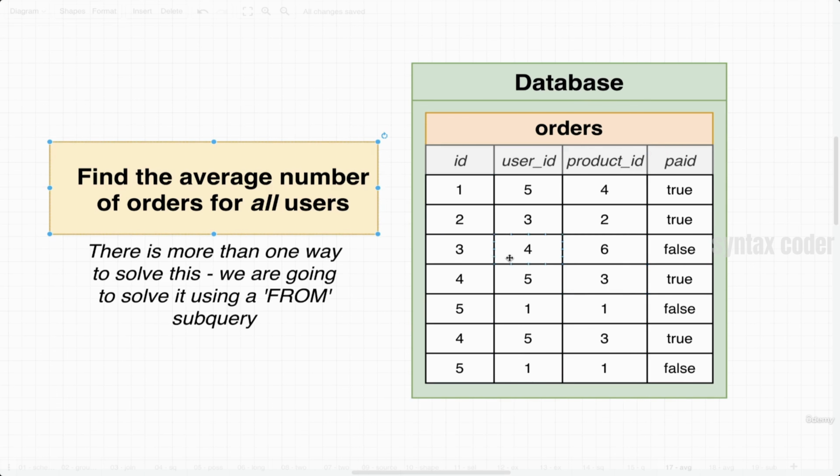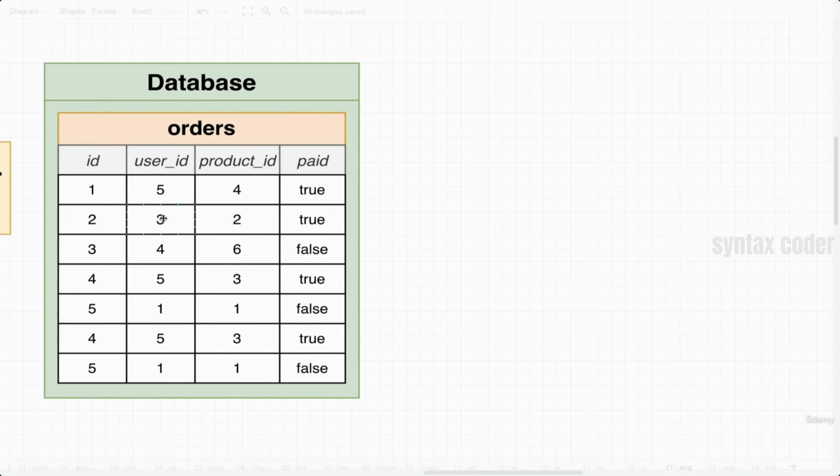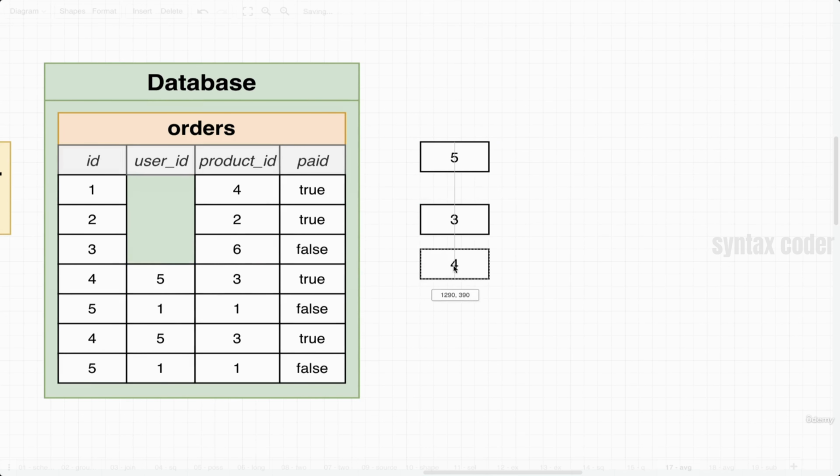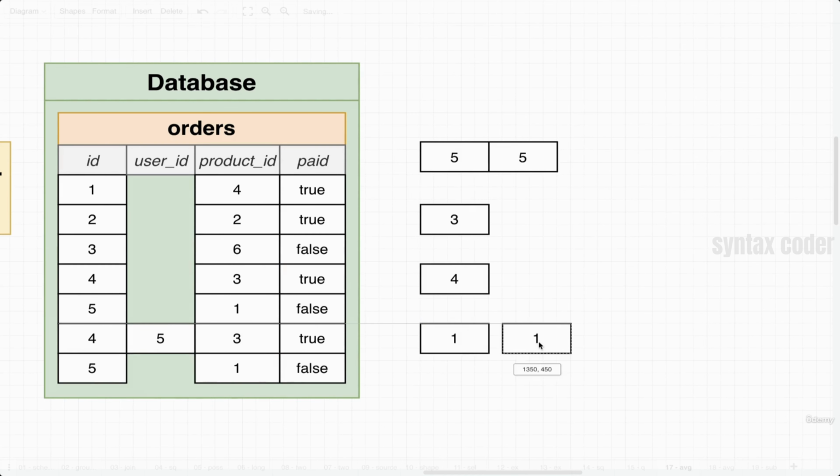So one way that we could solve this would be to take a look at all the different user IDs and maybe put them into distinct groups to find out how many orders each user has. So for the first order right here, it looks like it was created by the user with ID 5. The next one was for user with ID 3, then a 4, then a 5. We then got a 1, and another 5. So we would read this as saying that the user with ID 5 has 3 orders, user with ID 3 has 1, user with ID 4 has 1, and the user with ID 1 has 2 orders.